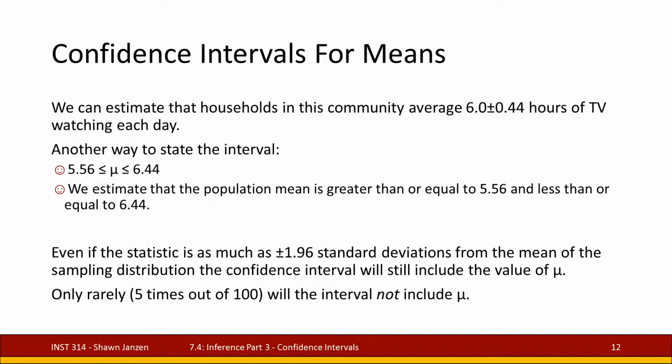And so then what we're saying is, if the sample statistic is as much as plus or minus 1.96 standard deviations, that's that z-score, from the mean, the sampling distribution, the confidence interval, will include the value of mu. And that only 5 times out of 100, that's our alpha 0.05 kicking in there, only 5 times out of 100 will the interval not include mu. Right? In this case, a 95% confidence interval.